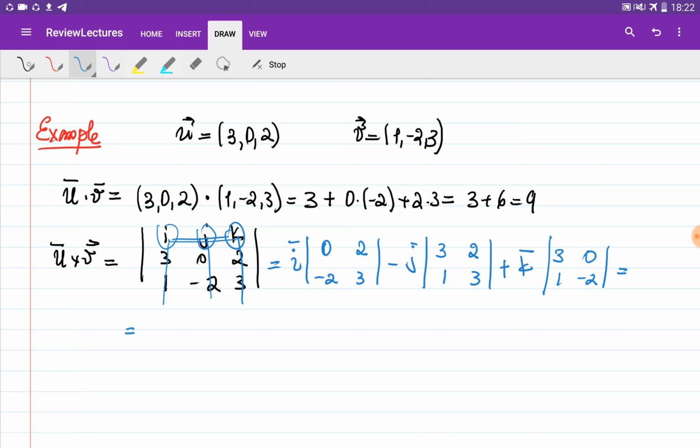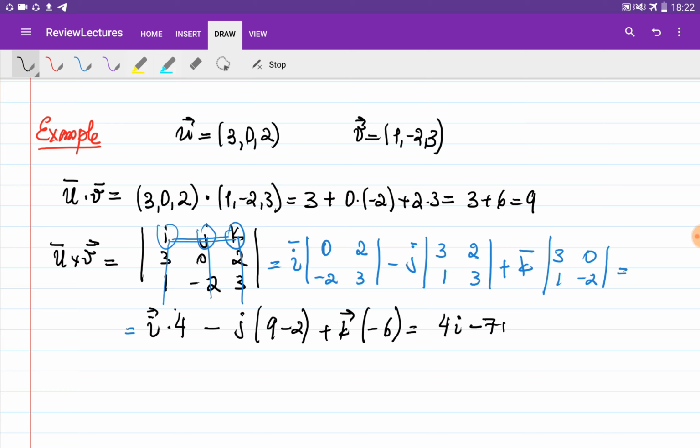So what I need to do is calculate the determinants of the three 2 by 2 matrices. It's going to be i, which is 0 minus minus 4, which is 4 simply, minus j multiplied by 9 minus 2, plus k multiplied by minus 6 minus 0, right? So this is going to be 4i minus 7j minus 6k, or we can write this down using the 3-tuple, (4, minus 7, minus 6). So this is the dot product of the two vectors, and this is the cross product of these two vectors.